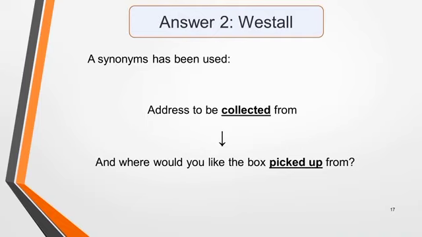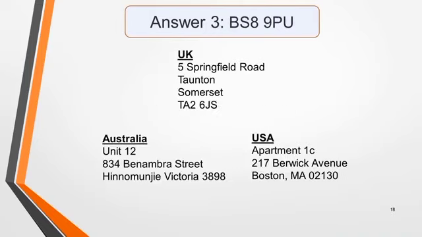W-E-S-T-A-L-L? The answer is again spelt out, and synonyms have also been used. On the form, you're required to fill in the address the package is to be collected from. In the recording, the customer is asked, and where would you like the box picked up from? In the dialogue, the company agent refers to the package as a box, but in the diagram, it's labelled as a container. Answer 3 is a postcode.